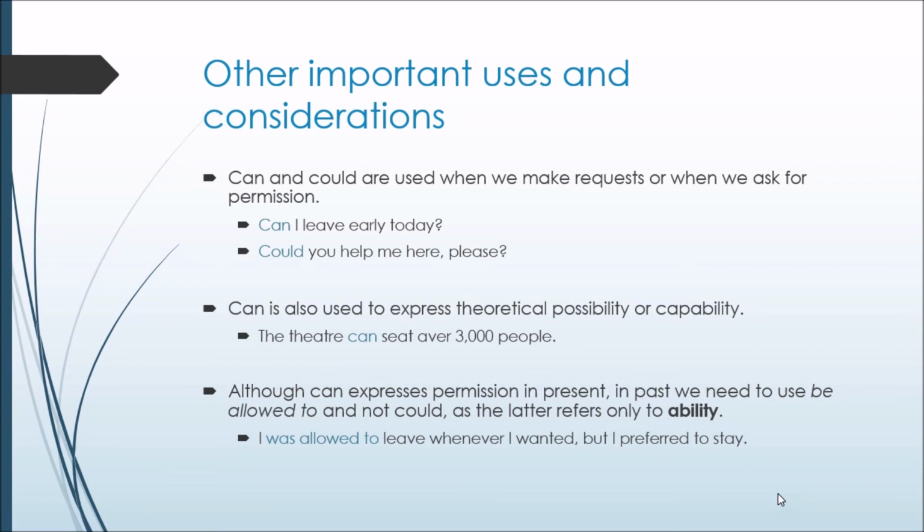Although can expresses permission in present, in past we need to use be allowed to instead of could, because could refers only to ability but not permission. You cannot say I could leave whenever I wanted. No, I was allowed to, because otherwise we're talking about that I have the possibility of leaving whenever I want. So see the difference between them.